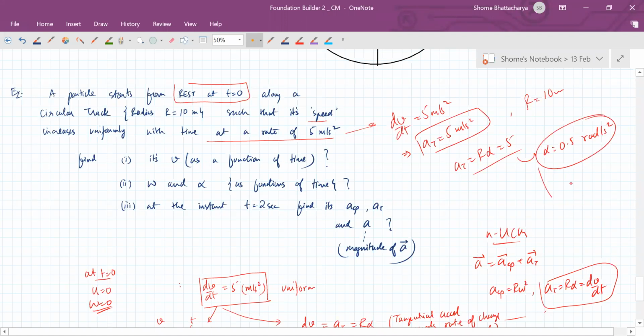And it's constant. So then we can use the relation omega is equal to omega naught plus alpha t, and theta is equal to omega naught t plus half alpha t square. These kinds of equations we can use because it's uniform.